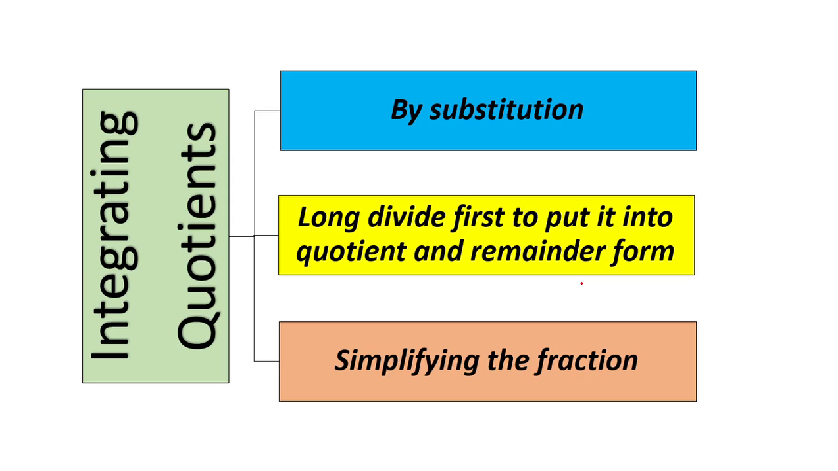The yellow one, which is long division, or long divide first to put it into quotient and remainder form. If you still remember, what is the form? Here we put p(x) stands for polynomial divided by the divisor equals quotient plus remainder divided by divisor. If you forget, don't worry, later in the exam I will put it in the question.